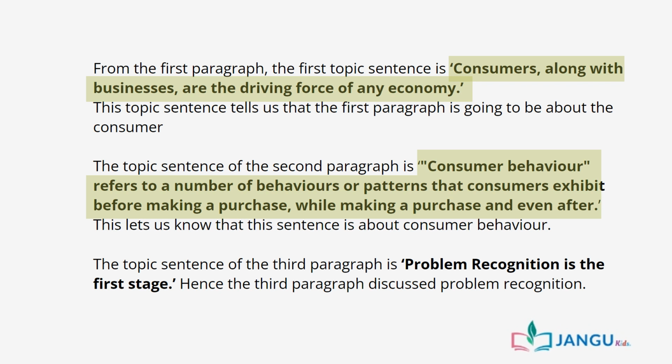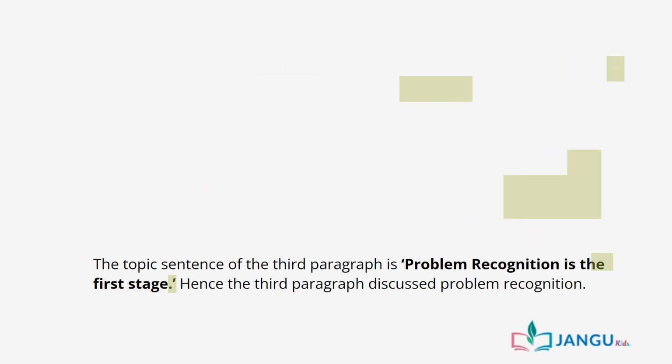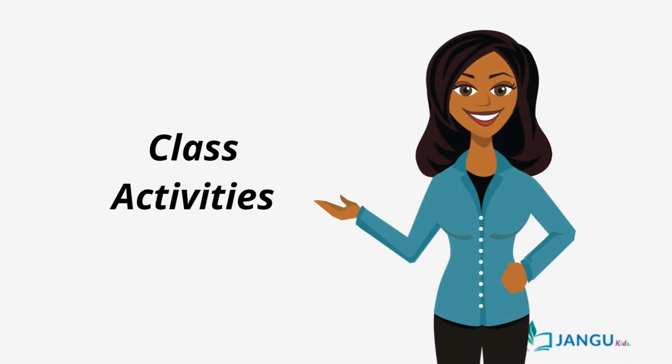The topic sentence of the third paragraph is problem recognition is the first stage. Hence, the third paragraph discussed problem recognition. We've identified the first three topic sentences. For your class activity, try to figure out the topic sentence of the fourth to the seventh paragraph.